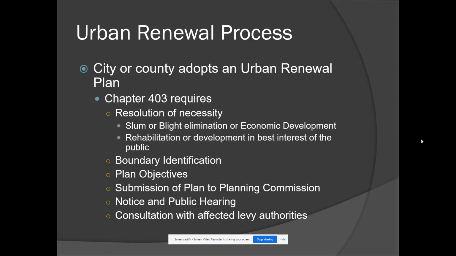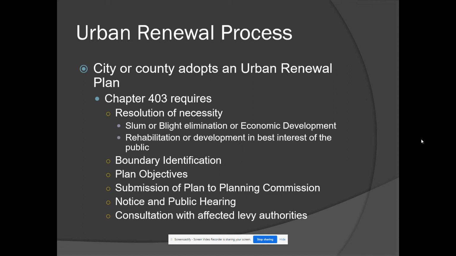They would identify the boundaries. So what are the physical boundaries of this area? They would identify plan objectives and projects. And then the plan itself, if they have a planning commission, they would need to submit that plan to their planning commission locally. They would have to provide notice and hold a public hearing on their urban renewal plan. And they do have to have a consultation with affected levy authorities.